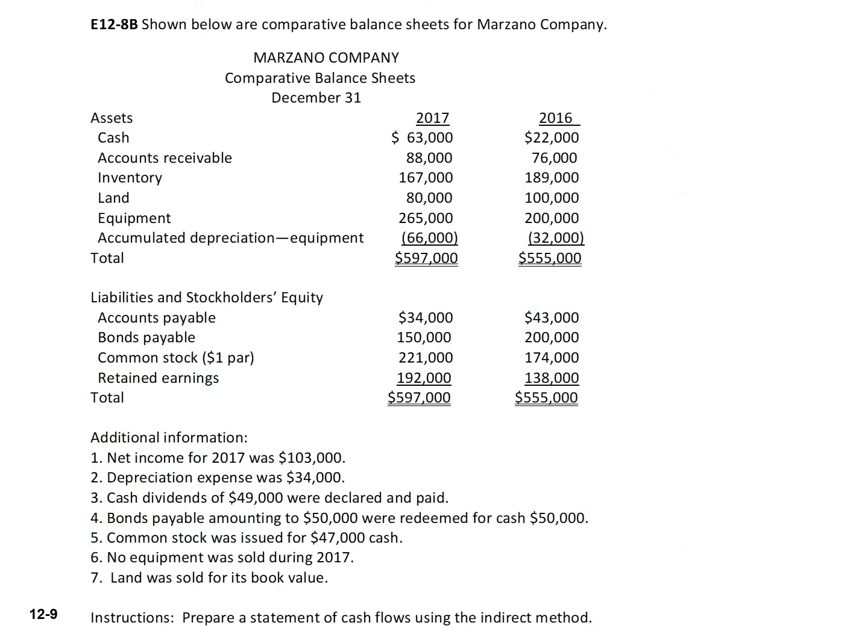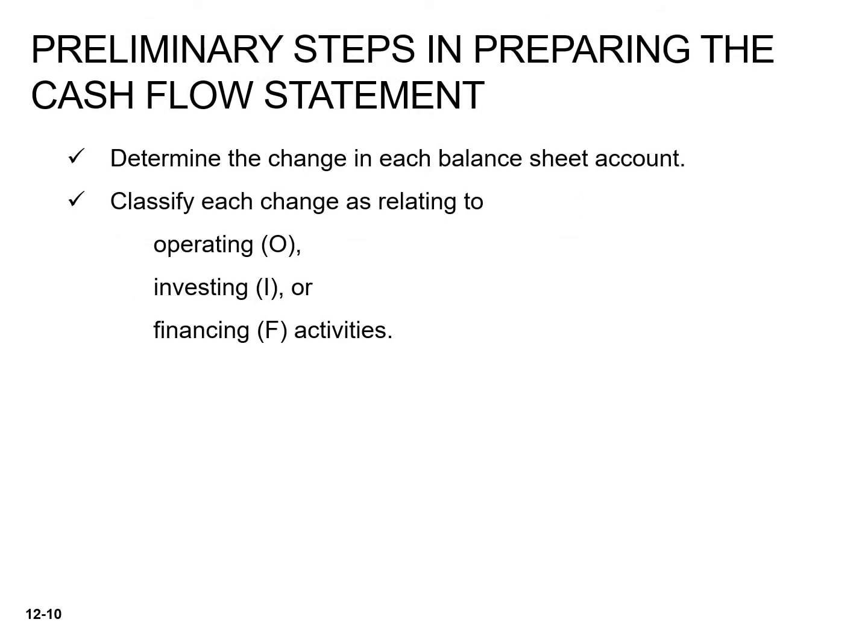All right, so now it's time for you to start preparing the statement of cash flows. Again, our focus is on the indirect method. Before you start preparing this financial statement, I do want to review some preliminary steps. When you are preparing the statement of cash flows, the first thing I want you to do is determine the change in each balance sheet account and identify that as operating, investing, or financing.